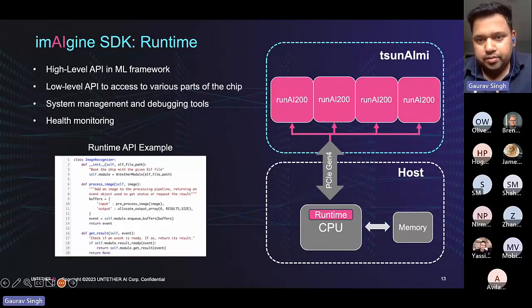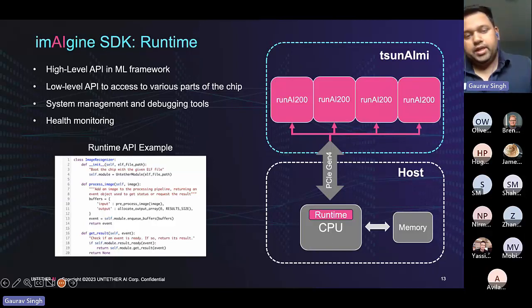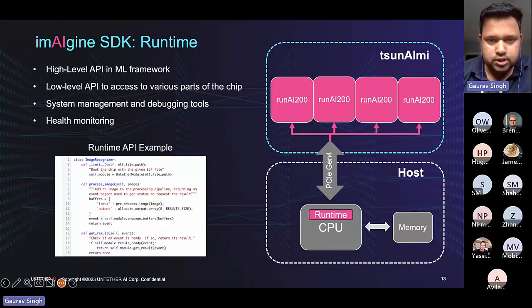And then obviously we talk about runtime, which is a high level API. It has a C++ API and a Python API. The C++ API is the low level API where you can access various parts of the chip. So it's a slightly steeper learning curve, but it gives you more flexibility and more customization. Then we have system management and debugging tools and health monitoring.